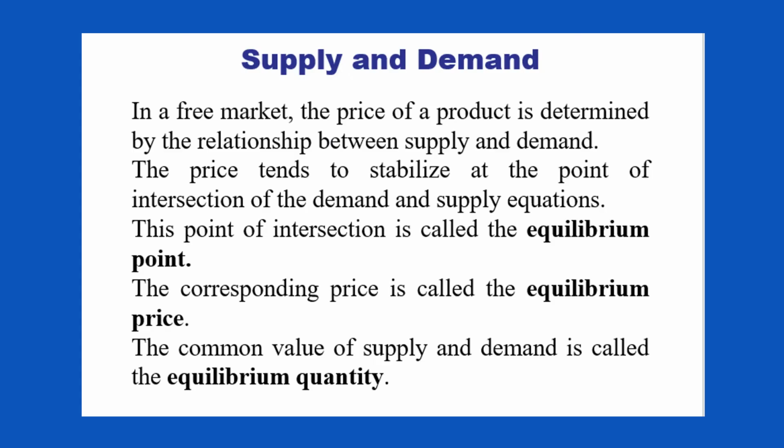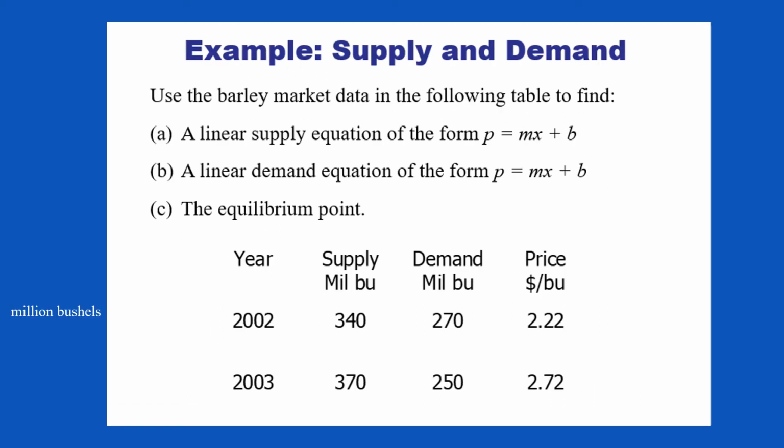We can also use this in supply and demand. So let us assume that there is a set of values given. In 2002, the supply, demand and the price are given. You can find the linear supply equation. The supply equation is of the form P equal to mx plus b, and the demand equation also you can find. And then you can find the point of intersection.